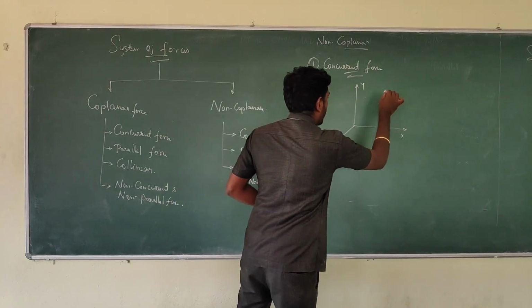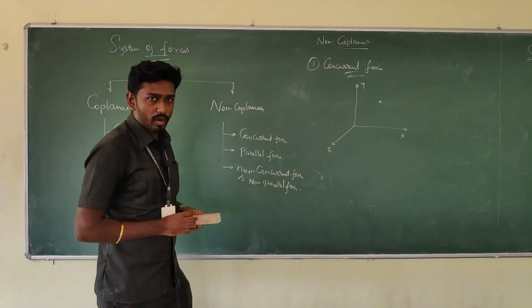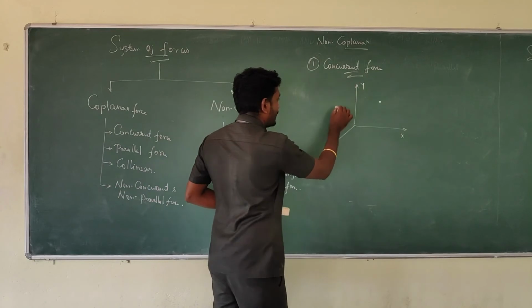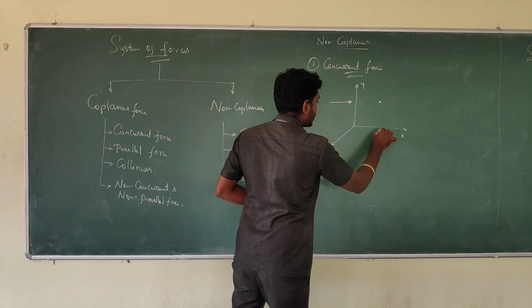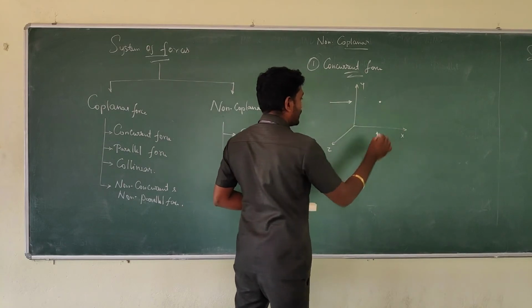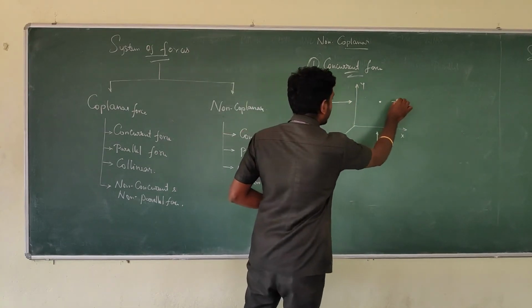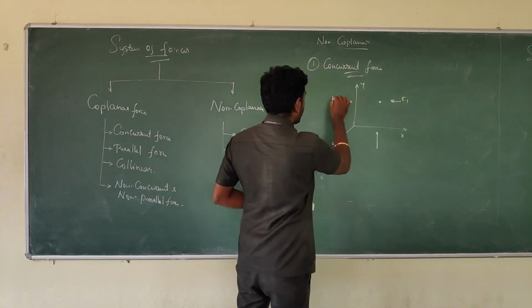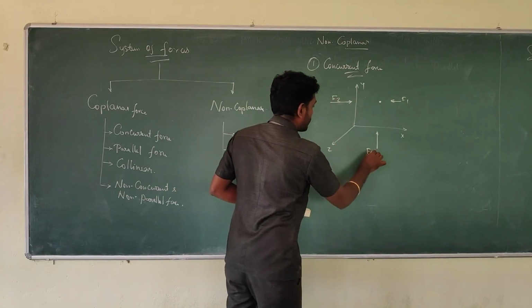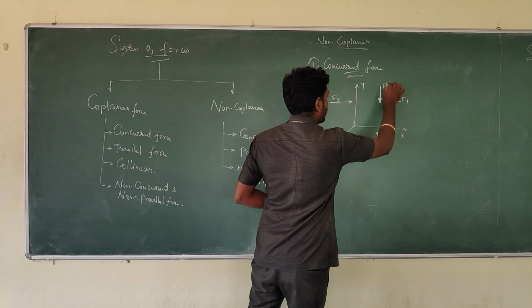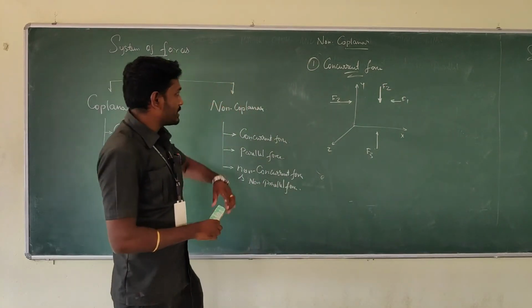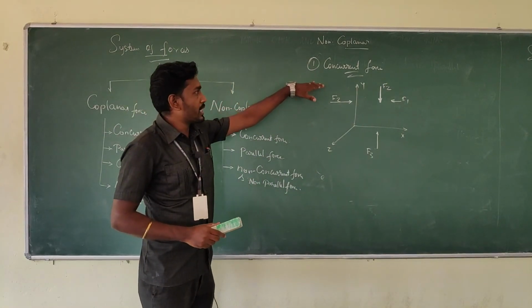Concurrent, we know, means meeting on a particular point. So here in this force system, all the forces will be acting something like this. From this plane, here it is going. From this plane, here it is coming. So if I take F1, F2, F3 and F4, the arrangement will be something like this. So what is the definition for the concurrent force?